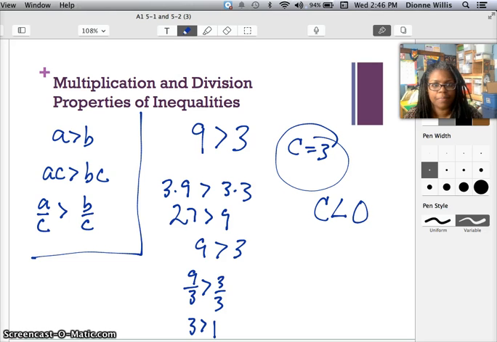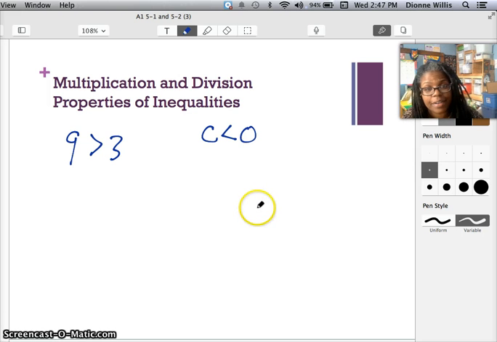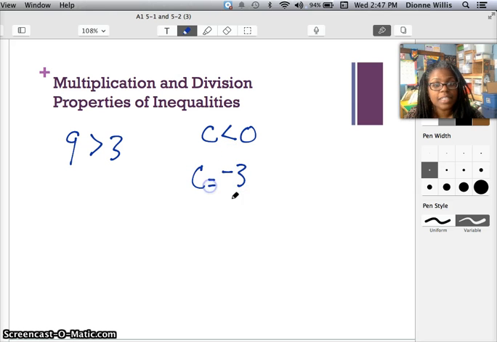I'm going to erase this. So let's get back to our example. Let's start off with 9 and 3. Again, 9 is greater than 3. And what we can do is simply divide both sides by C. Now I said the problem starts when C is less than 0. So give me a number that's less than 0 that I can multiply or divide C by. Yes, -3 sounds great. So if C is equal to -3, I'm going to multiply both sides by -3 and watch what happens.